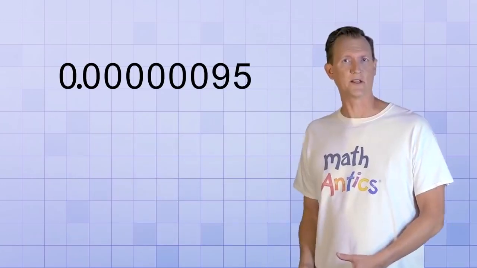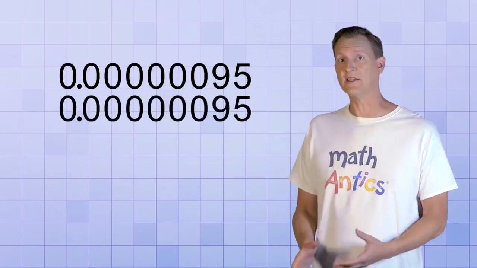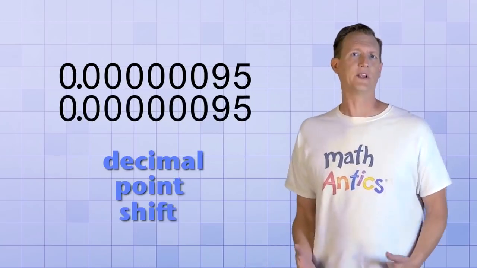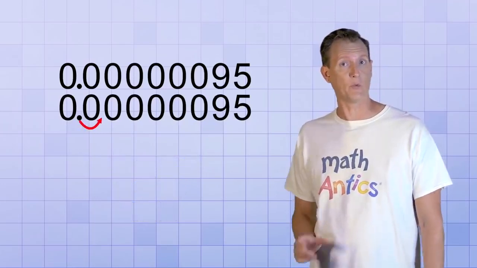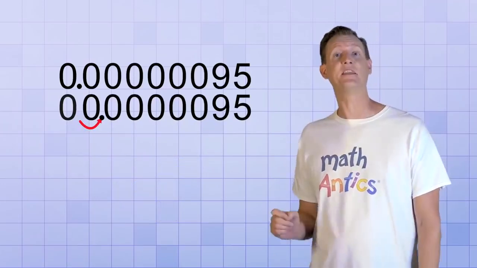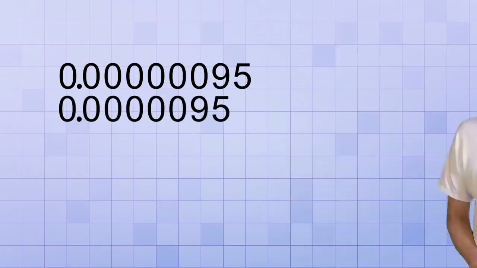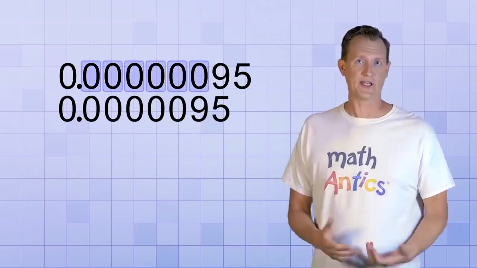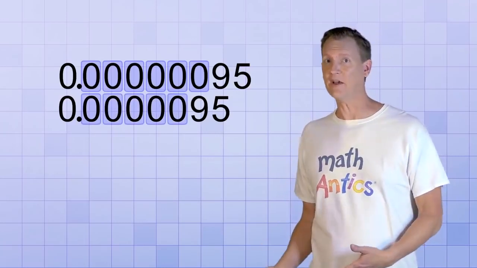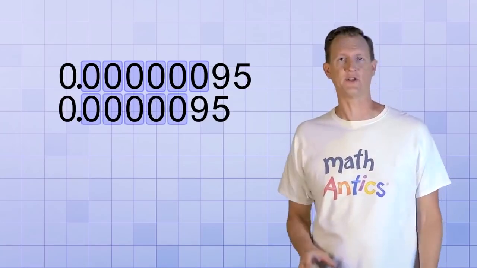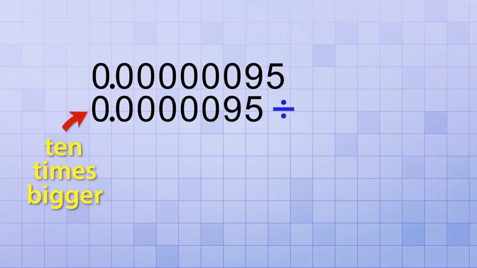To see how that works, let's copy our original number and do that decimal point shift thing again. Only this time, we're going to shift the decimal point to the right. What happens if we shift it one place to the right? It makes the number 10 times bigger than it was before. There used to be 6 zeros between the decimal point and the 9, but now there's only 5. Again, we don't want to change the value, so what can we do to compensate for shifting the decimal point? In this case, since shifting one place to the right made the number 10 times bigger, we need to compensate by dividing the number by 10.